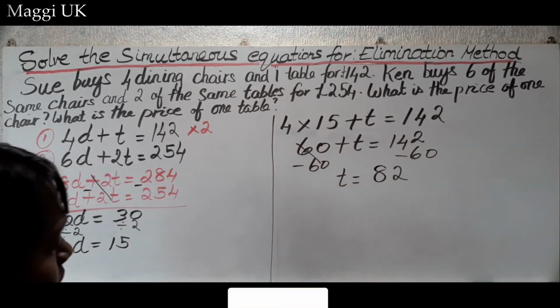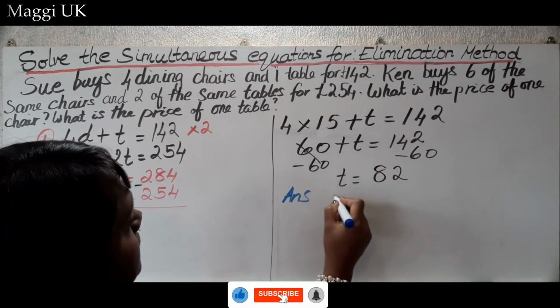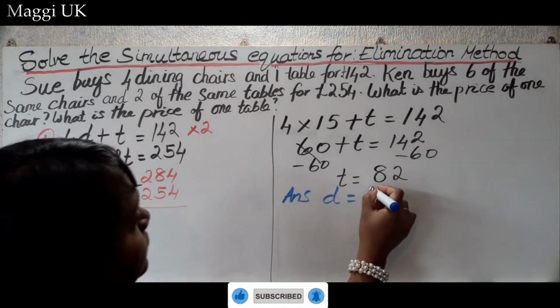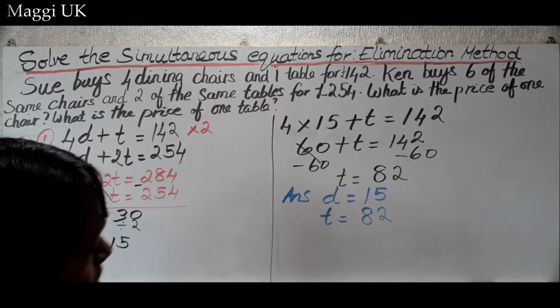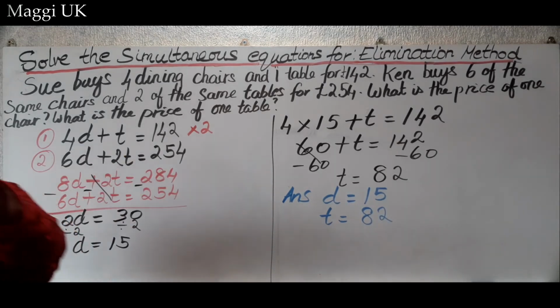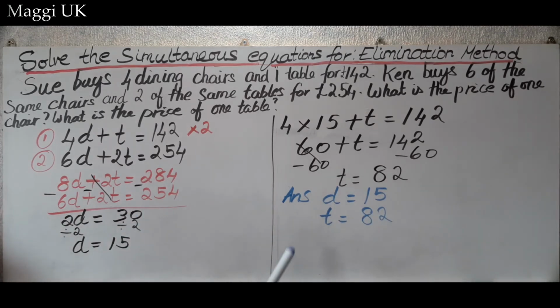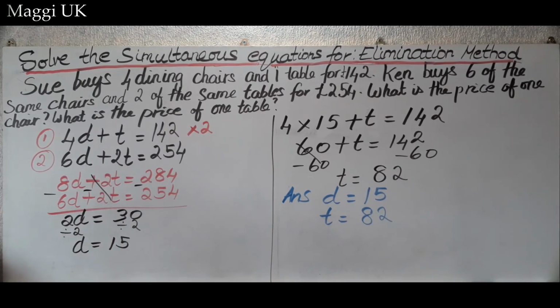So now your answer consists of D equals 15 and T equals 82. That's the value for D and T. I'm not going to do the last check because I have already shown it many times. You can take both values and substitute them in the first one and see whether you get both sides equal to 142. You can do it in either the first one or the second one.